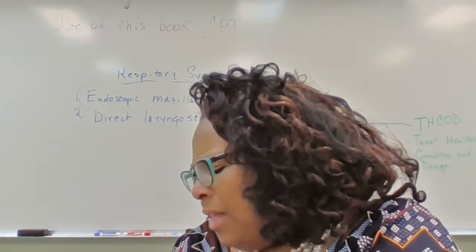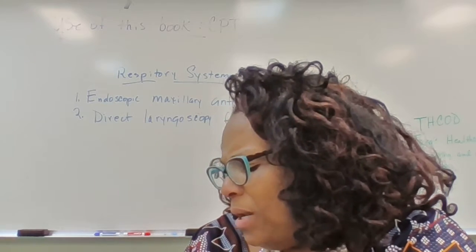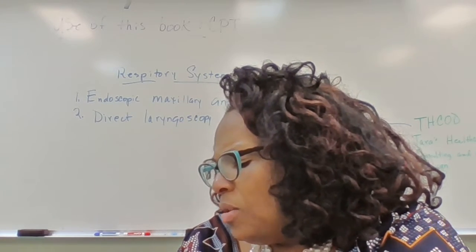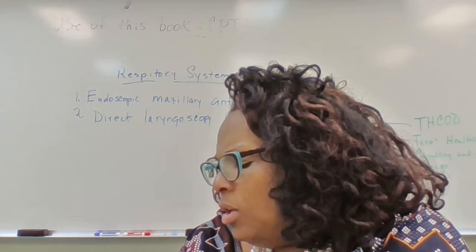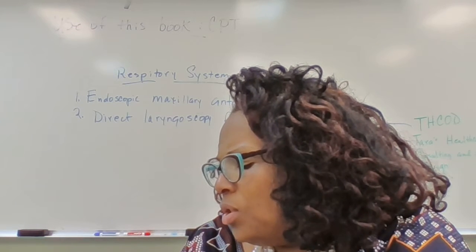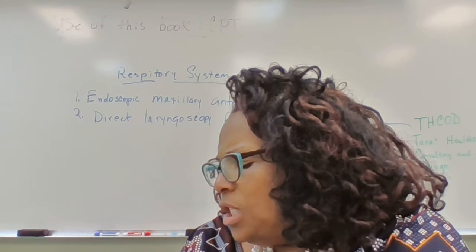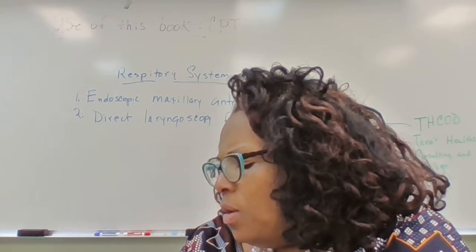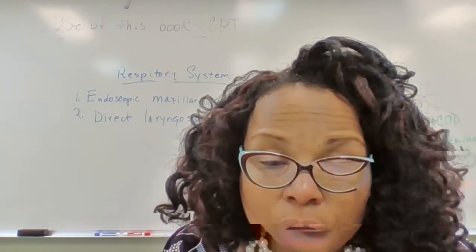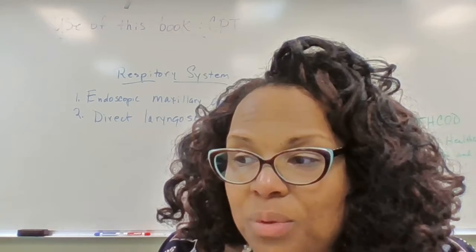Okay. And then you have the sphenoid. So it's not talking about the sphenoid. I'm sorry, the transmastoid. So we're going to look at, it says 31020, 31030, 31032. So we're going to start with the first one.